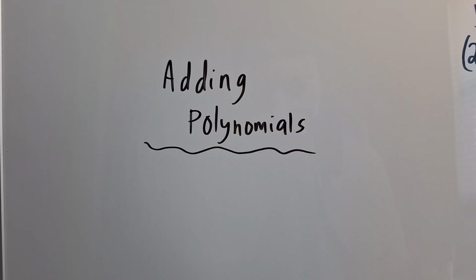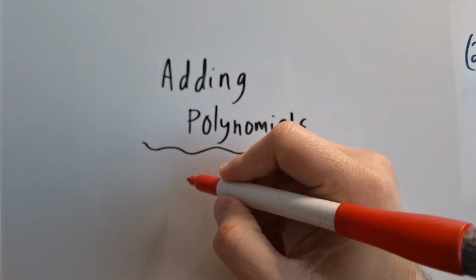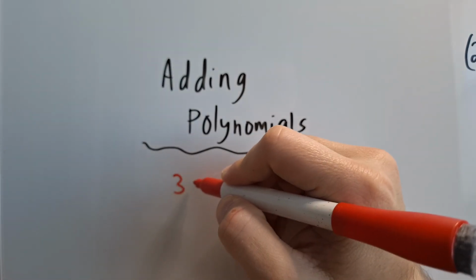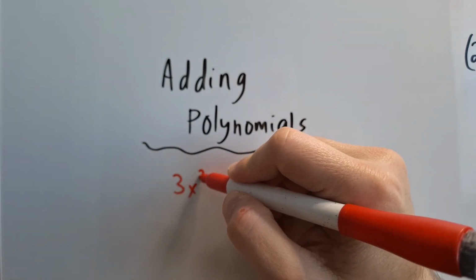Hello everyone, in this video we are going to talk about adding polynomials. Now to add two polynomials, all you do is add their like terms. A brief example of this could be something as the following.